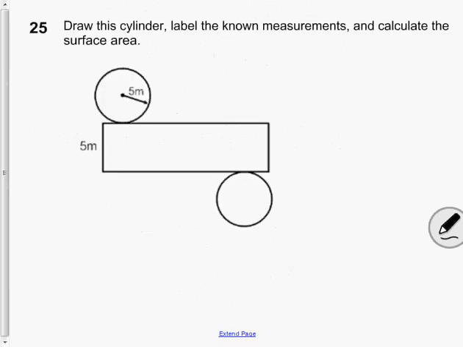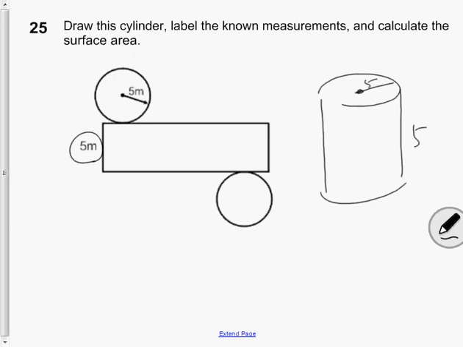Okay, the next question says draw this cylinder. So I'm going to draw this cylinder. There's a picture of the cylinder. The height is this distance right here, and the radius is this distance right here. Calculate the surface area. So our formula, since there's a circle on the top and a circle on the bottom, there's two circles that make up the area.